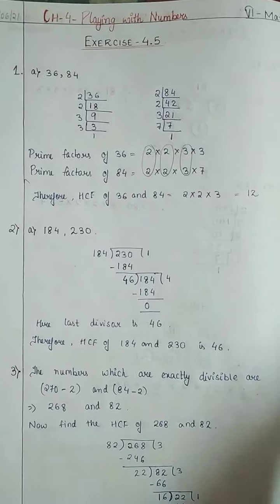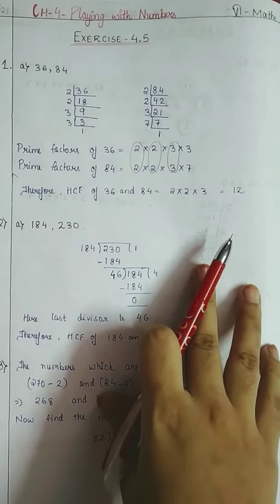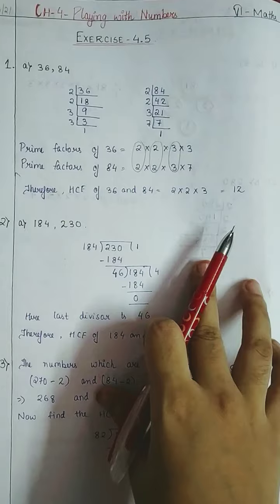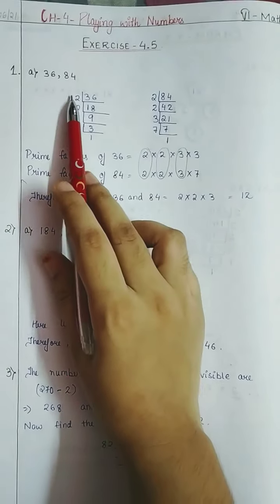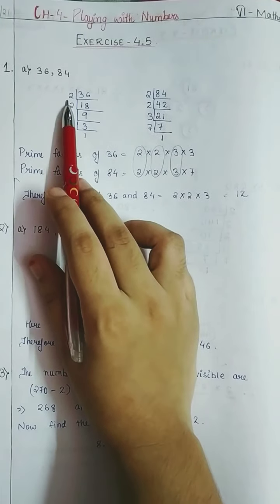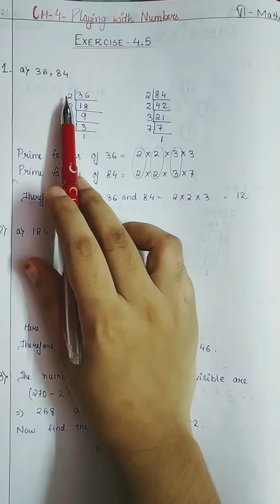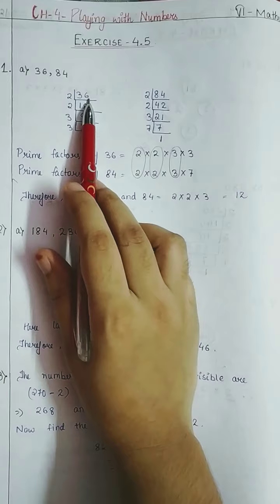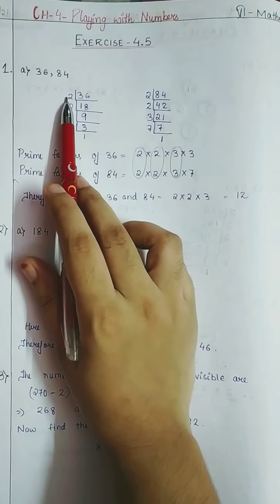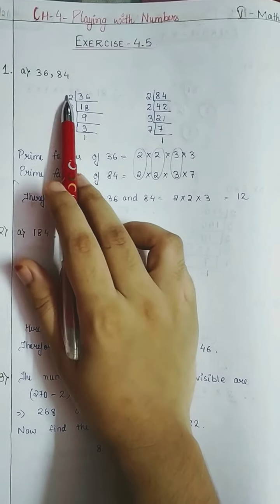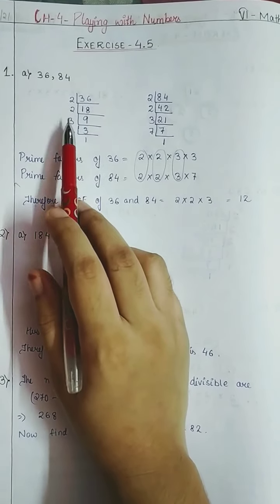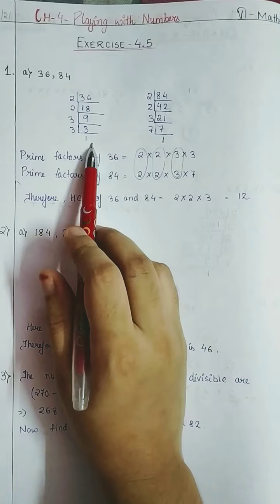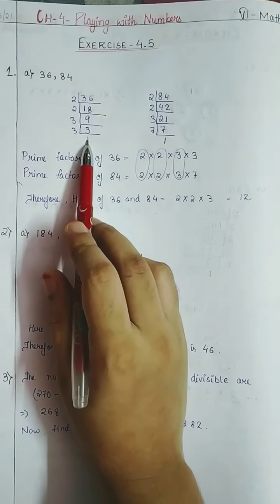Question number 1a, you have to find the HCF by the prime factorization method. As I have already told you how to do prime factorization, write 36, then with which table can you start? As we know, 36 has 6 at its end, so it will be divisible by 2, so we will start with 2. 2 18s are 36, 2 9s are 18, then 3 3s are 9, then 3 1s are 3. We have to stop when we get 1.